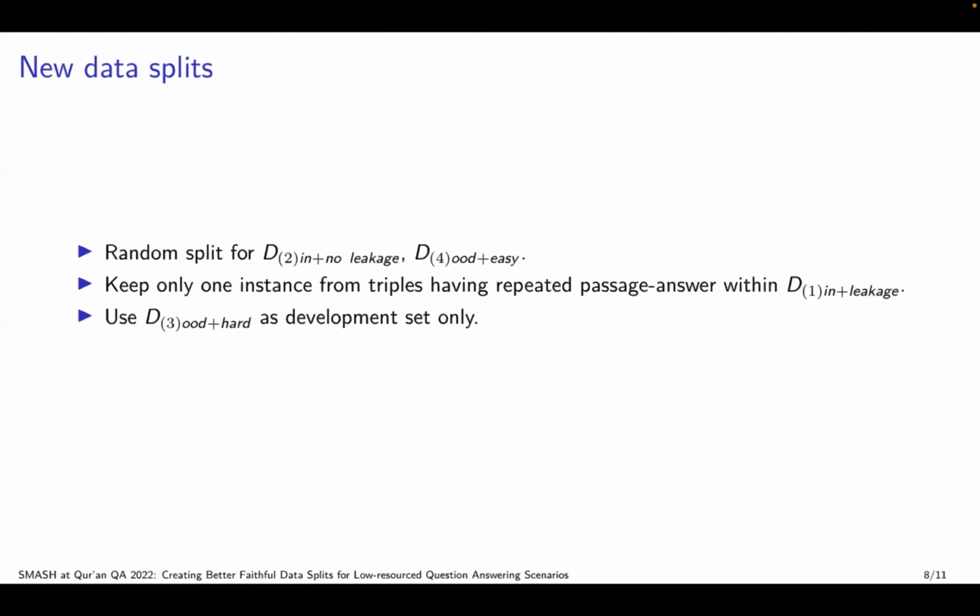And for generating splits, we used random splits for the second and fourth datasets. We kept only one instance from triples having repeated passage-answer pairs within the first dataset. And we used the third one, which has unique answers and unique passages, as a development set only, and we didn't use it in training.